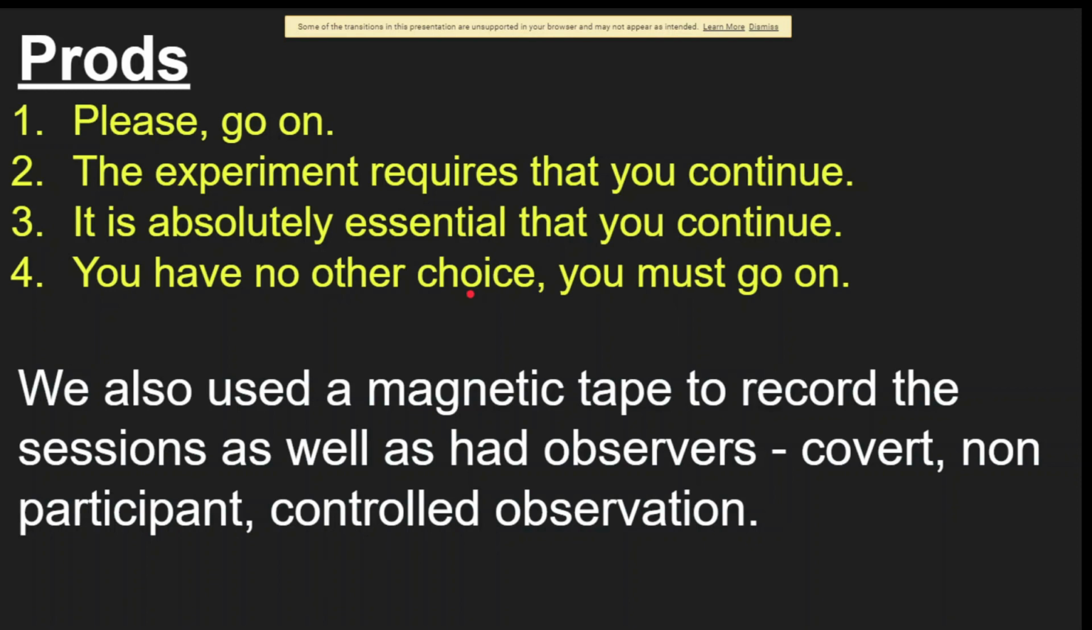To encourage the participant to go on, the experimenter would use certain prods. These are designed to keep the participant in the experiment, and you can see how they would put pressure on him. The prods were administered in the following sequence. Please go on, followed by, the experiment requires that you continue. It is absolutely essential that you continue, and finally, you have no other choice, you must go on. Prod 2 was administered only if prod 1 was unsuccessful, prod 3 only if prod 2 was unsuccessful, and you get the hang of it.